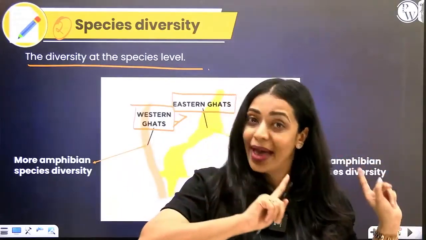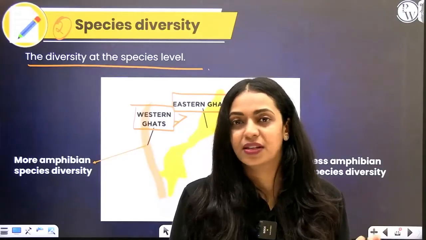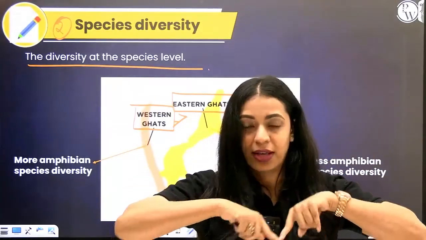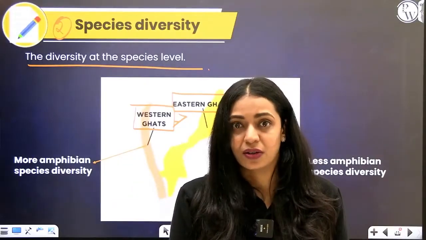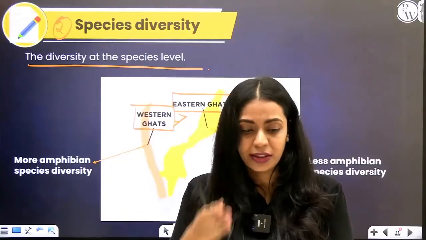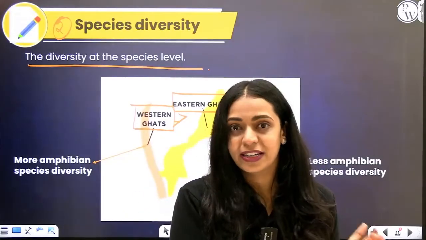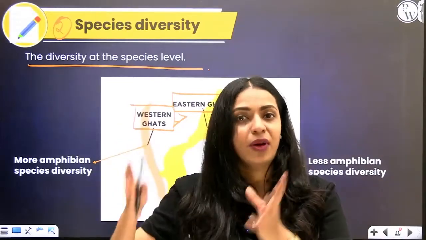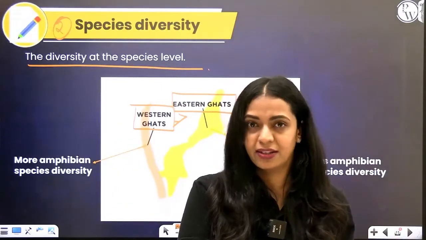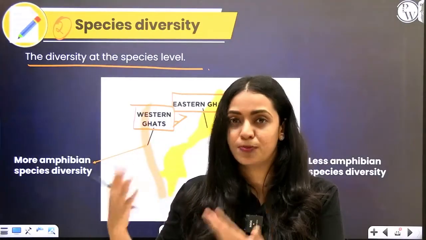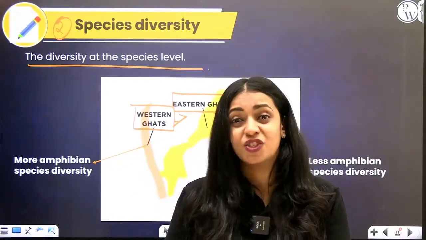If you compare species diversity with genetic diversity, it's very clear. In genetic diversity, we're looking at one species alone. Within that species, what is the variation? If you consider species diversity, we're looking at the number of different species that you find in an area. If there are more species in one area compared to another area, we say that the area that has more species is more species rich.